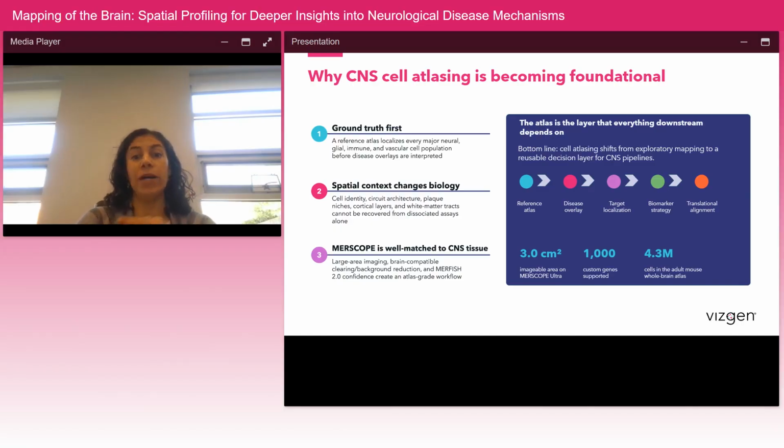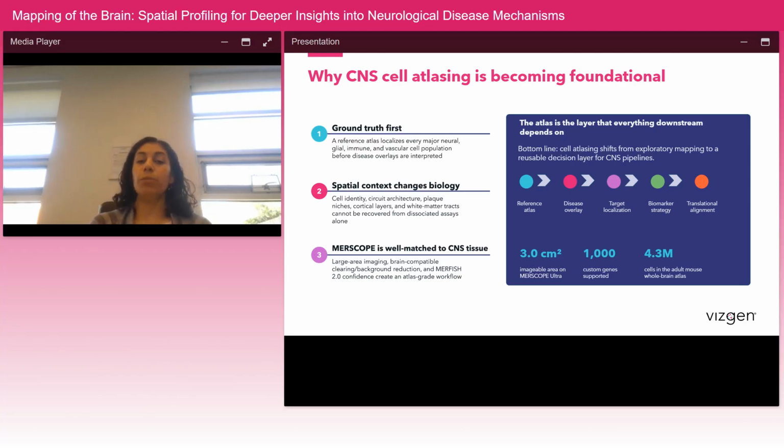And once we have that kind of ground truth access, we can begin to understand what happens when diseases are introduced, what gene expression is changing, what interactions are changing, and how we can intervene to halt the progression of certain diseases like Alzheimer's disease.